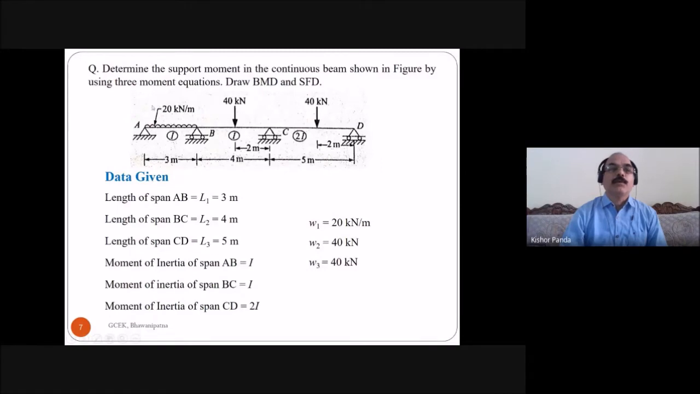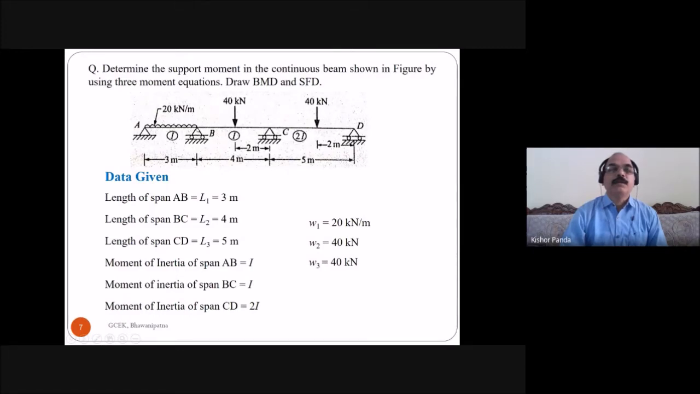Coming to one example: determine the support moments in the continuous beam shown in the figure by using the three moment equation. Draw the bending moment diagram and shear force diagram. So this is a three span continuous beam A, B, C, D.